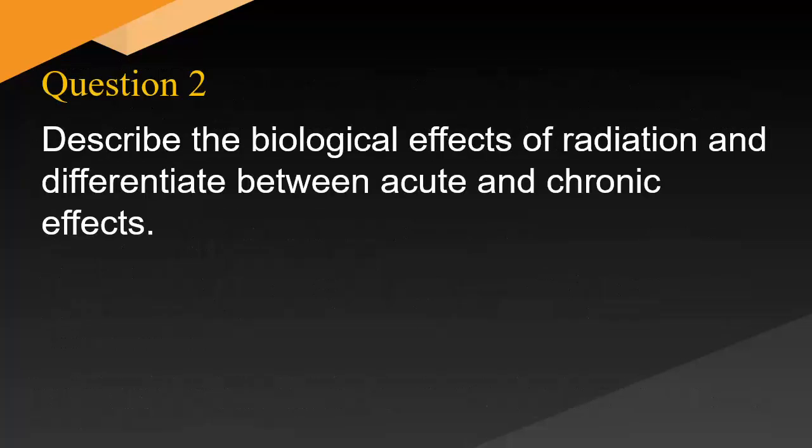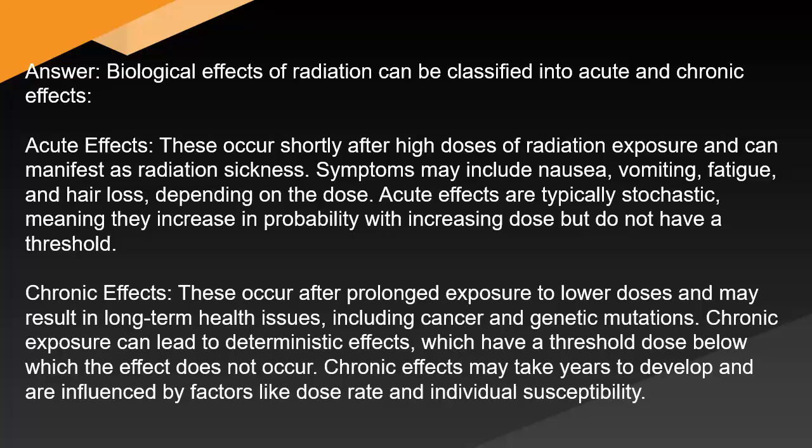Describe the biological effects of radiation and differentiate between acute and chronic effects. Answer: biological effects of radiation can be classified into acute and chronic effects. Acute effects. These occur shortly after high doses of radiation exposure and can manifest as radiation sickness. Symptoms may include nausea, vomiting, fatigue, and hair loss, depending on the dose. Acute effects are typically stochastic, meaning they increase in probability with increasing dose but do not have a threshold.